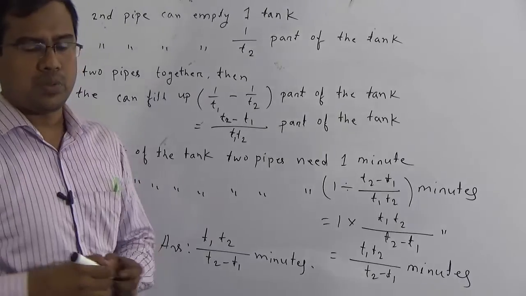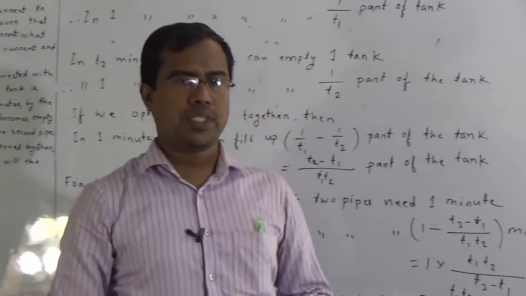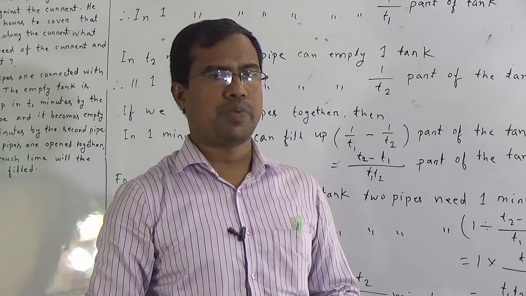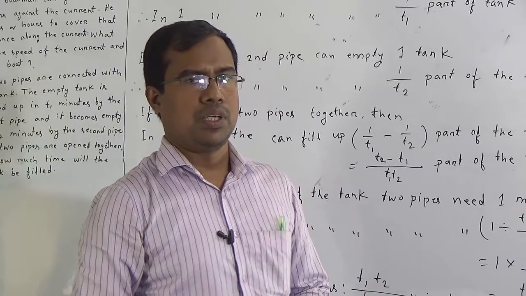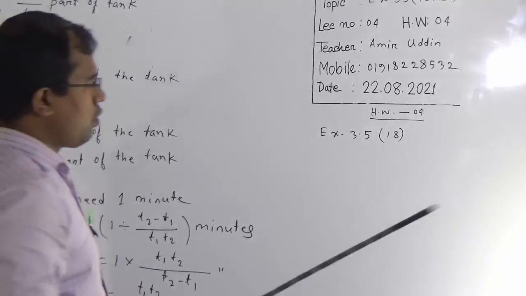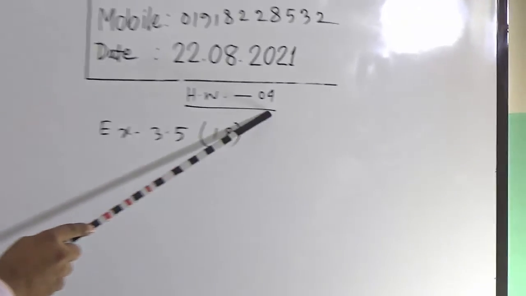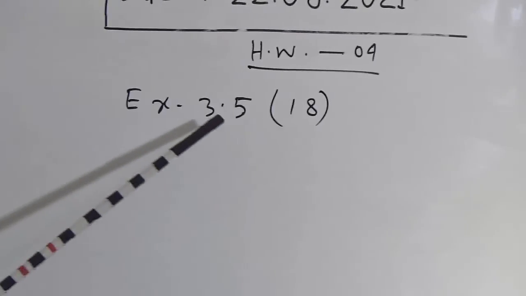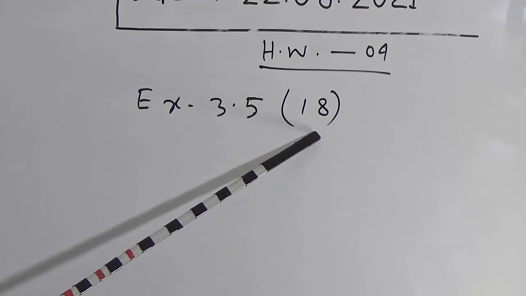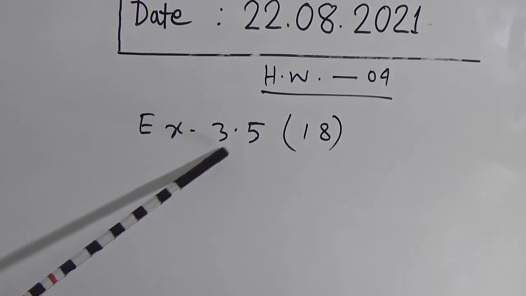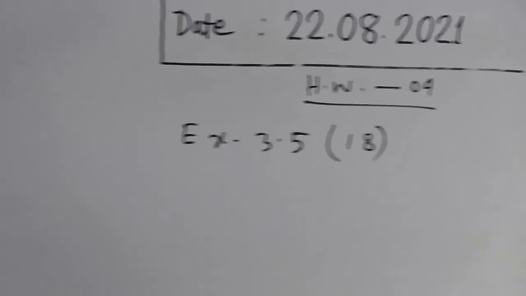Okay, dear students, we have finished today's CW. I hope you have understood today's CW. You have to practice more and more for understanding it. Now I am giving you SW. Today's SW number 4, and the topic of the SW is exercise 3.5, question number 18. Again I am telling, today's SW topic is exercise 3.5, question number 18.